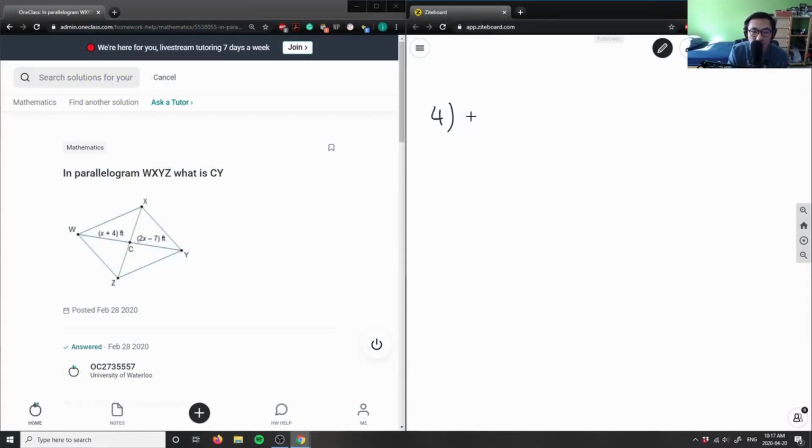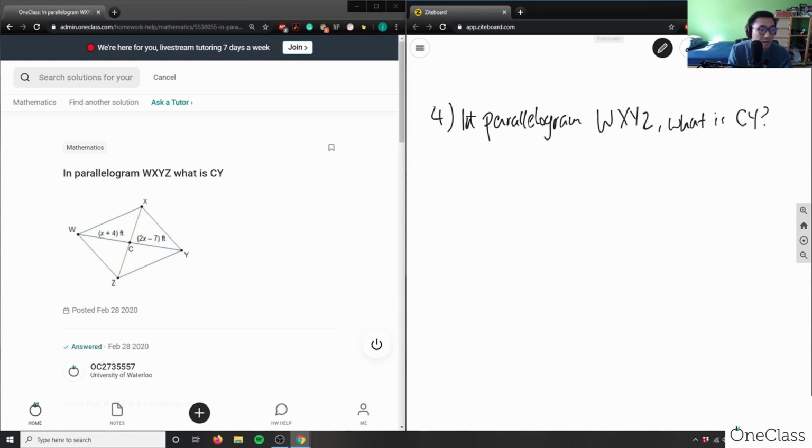So it's saying, in the parallelogram WXYZ, what is CY? And then they have a parallelogram here.